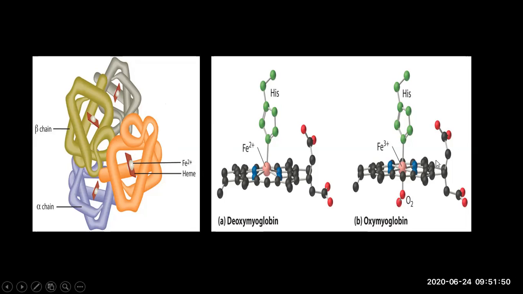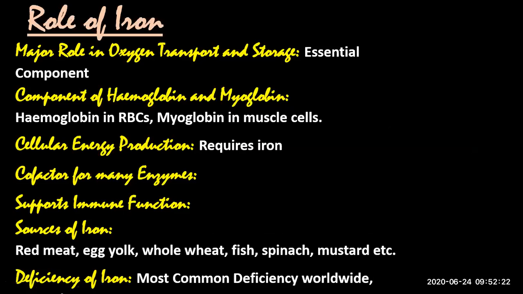Coming to myoglobin, look at the globular structure here. It has iron in the center. In this case, it is called ferrous, and here it is ferric iron. Leaving the knowledge of ferrous and ferric aside, just see how it has the iron element in the middle. And it is also involved in storage of oxygen, oxymyoglobin and deoxymyoglobin. This myoglobin is present in muscles. So now you are familiar with the structure. Hemoglobin is present in RBCs, myoglobin is present in muscle cells.